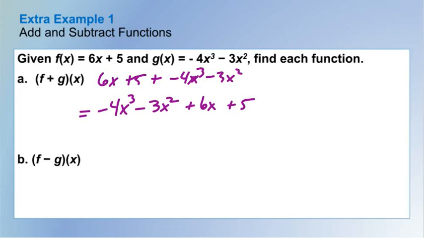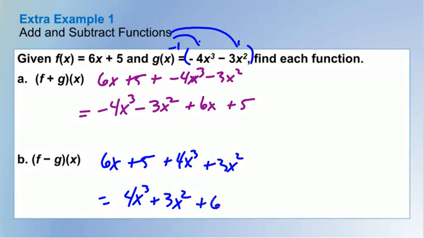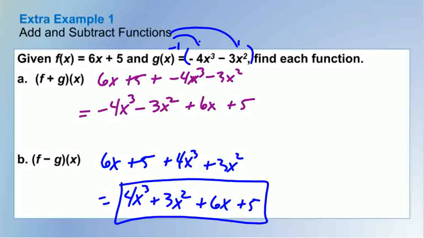And then we're subtracting them. If I'm subtracting g of x from f of x, I need to distribute a negative 1 here. That just means change all the signs. So this would be 6x plus 5 plus 4x cubed plus 3x squared. That will give us an answer of 4x cubed plus 3x squared plus 6x plus 5. That would be in standard form.